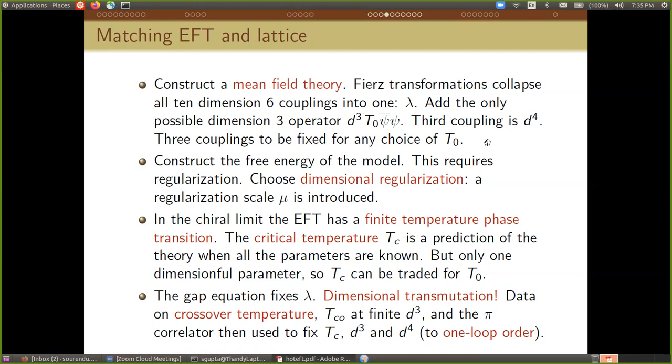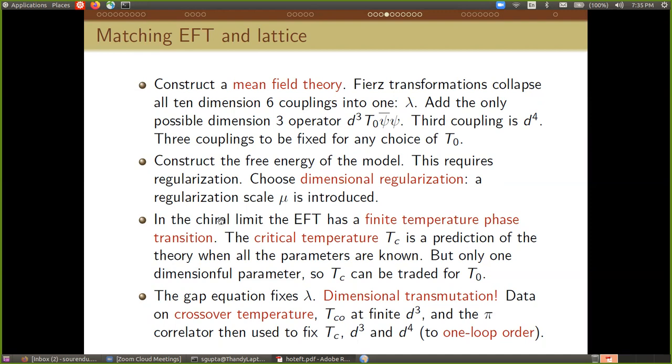So we proceed, we write down the mean field theory, then we construct the free energy of this model. And when you start writing the free energies, then you require regularization because a free energy is a loop calculation. You could use any regularization, but it turns out to be simple to use dimensional regularization, although this is not a Lorentz symmetric theory. It's still easy to do dimensional regularization, so that's what we do. And if we do regularization, then of course you have to introduce a regularization scale mu.